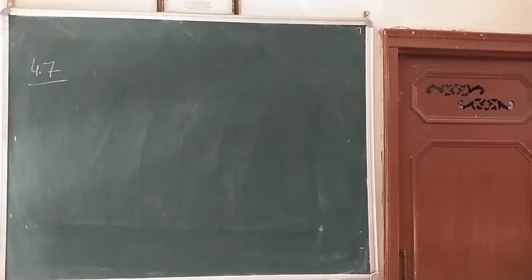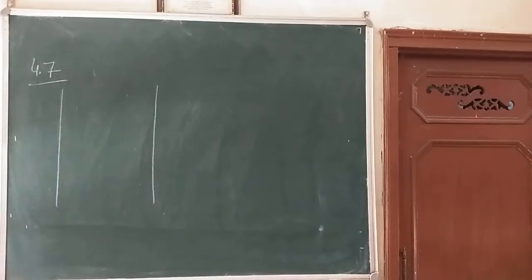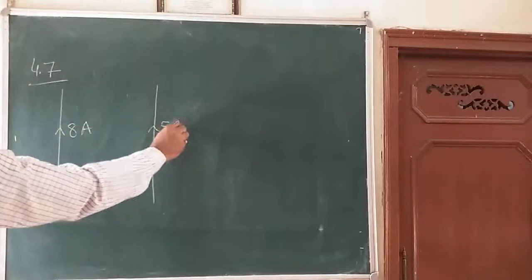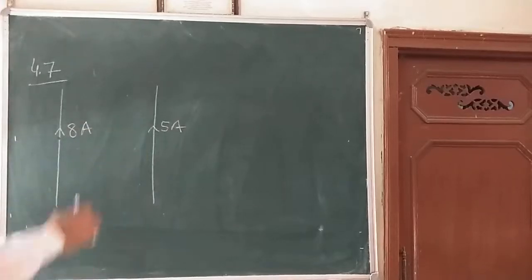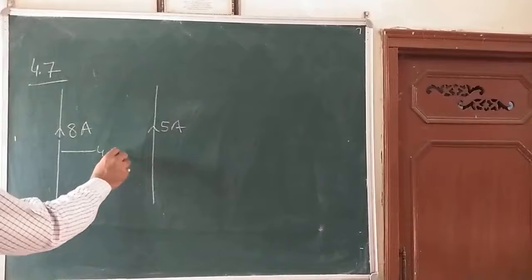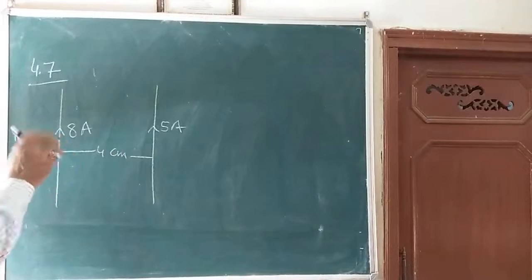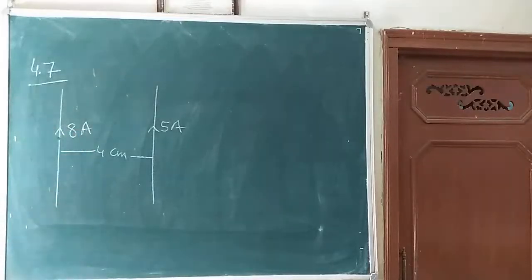Two long and parallel straight wires A and B carrying currents of 8 ampere and 5 ampere in the same direction, separated by a distance of 4 centimeter. Then calculate the force on a 10 centimeter section of wire A. This is our question, 4.7 of page number 169.